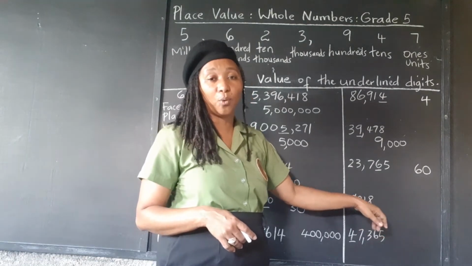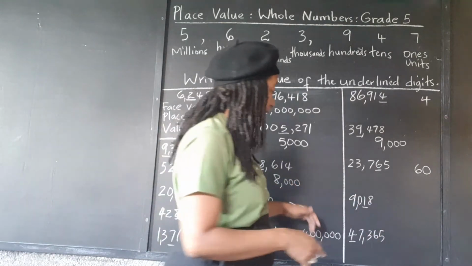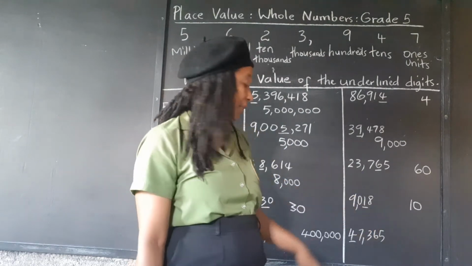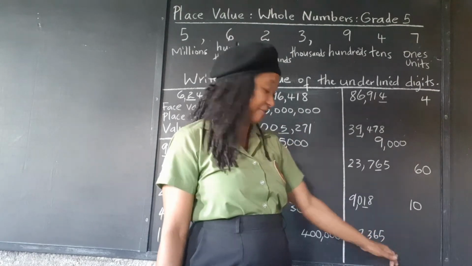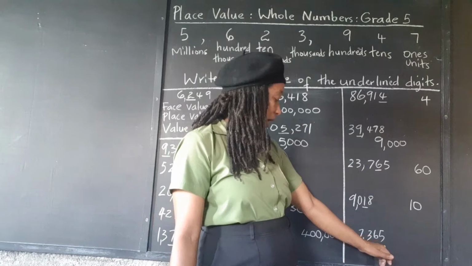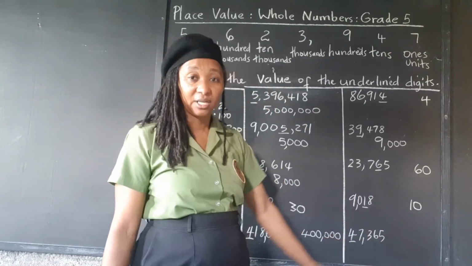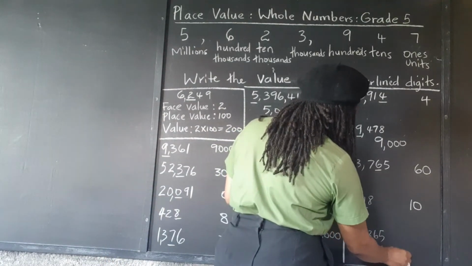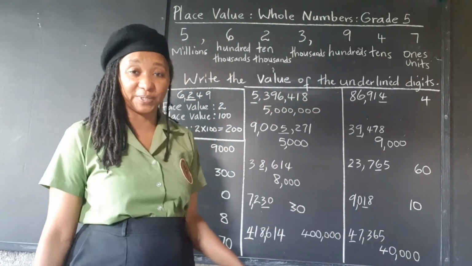9,018, and we have the 1 underlined. The 1 is in the tens place. That's 10 ones or 10. So this 1 represents 10. And finally, 47,365. The 4 is in the 10,000 place. Ones, tens, hundreds, thousands, 10,000. So 4 times 10,000, that's 40,000. The value of the 4 in this number is 40,000.